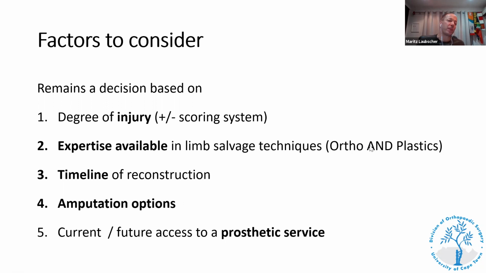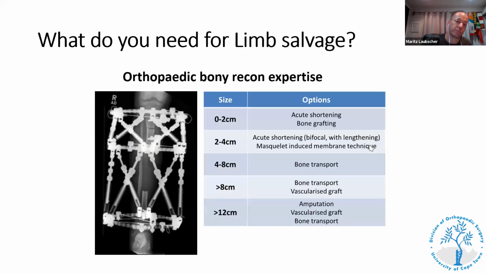We're much more amenable to consider amputation if you can do a below knee than when you have to do a through knee or above knee, because the functional outcome of an above knee amputation is not as good as a below knee amputation. And then you also need to take into consideration the patient's access to prosthetic services.